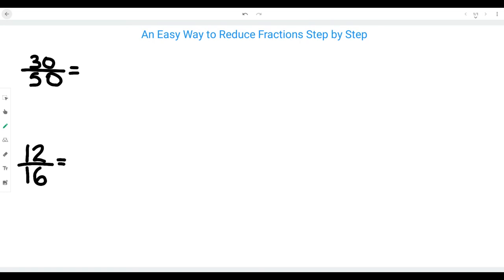Today, you are going to learn an easy way to reduce fractions step by step. Our first fraction is 30 over 50. We're going to find two factors that when we multiply together will give us 30. 3 times 10.